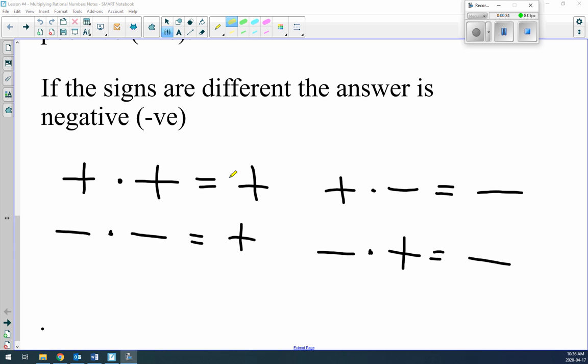Positive times a positive equals a positive. A negative times a negative equals a positive. A positive times a negative equals a negative. A negative times a positive equals a negative. So those are the only rules you have to remember when you're multiplying rational numbers. Okay, go to the second page there.